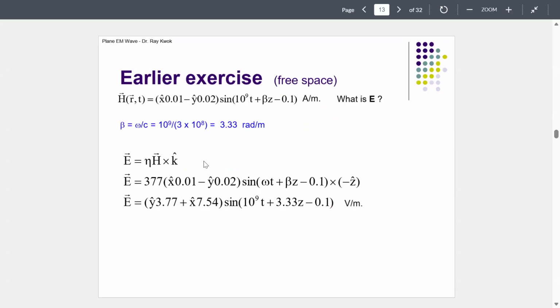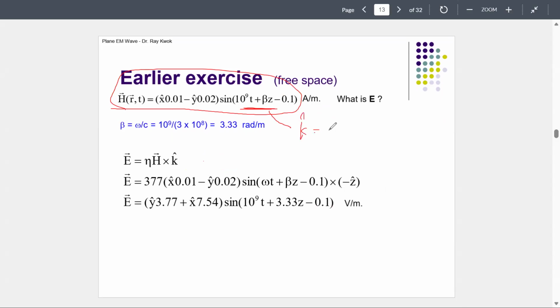For example, this is one of the examples we did before. H is equal to this. I want to find E. So looking at this, automatically, I know what K hat is. What is K hat? Tell me. What's the direction of propagation? Negative C, right? So this is my K hat. I put this negative C here, cross this.